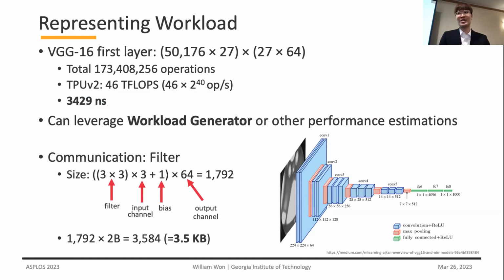VGG16's first layer is a matrix multiplication, and the matrix size is shown here. If we do the math, the total number of operations is about 173 million operations. And TPU version 2 has 46 teraflops on its data sheet. So if you divide this total number of operations by TPU version 2's flops, it's about 3,400 nanoseconds. But this is just one way to estimate the compute time.